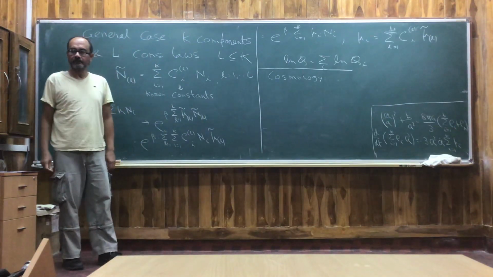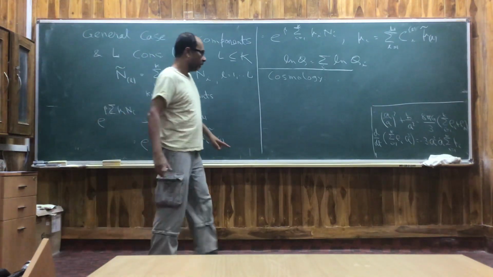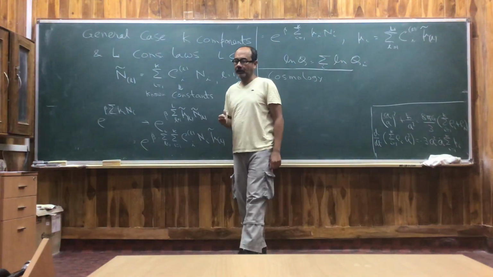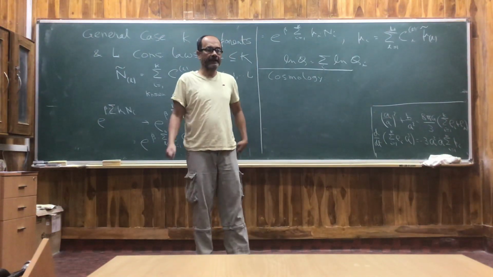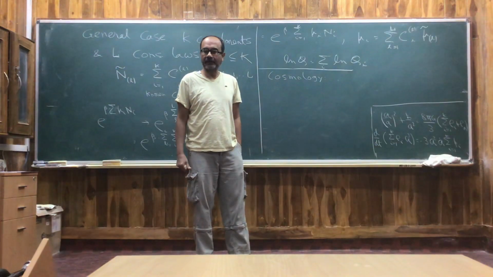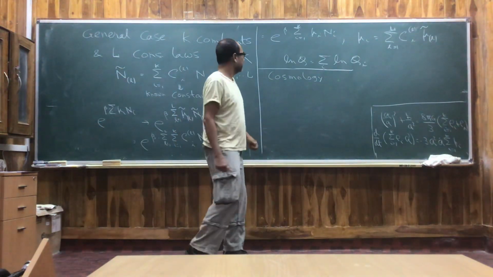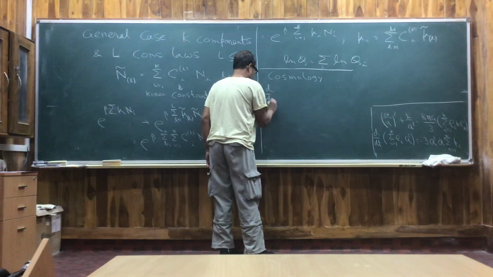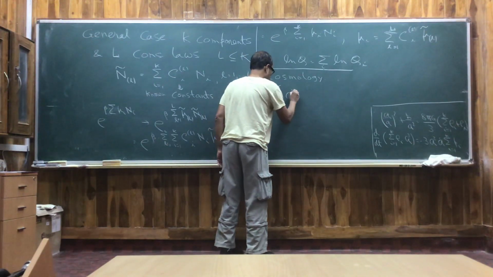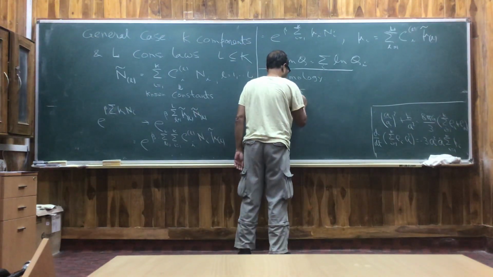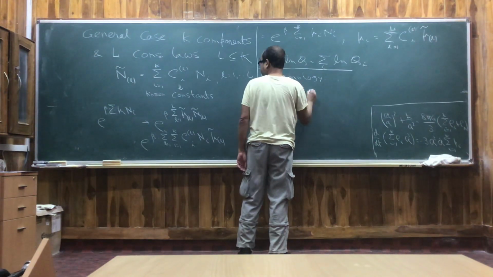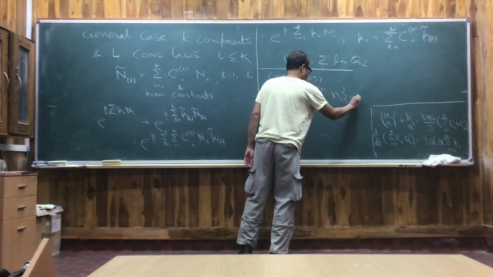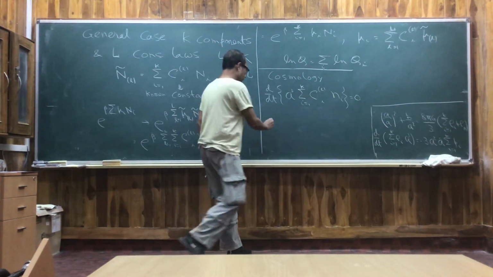In cosmology now, of course, you will have these equations. But the number conservation equation, how many will be there? How many conservation equations will you get? L. Right? Because each of these are conserved. So the equations will be d/dt of a cubed times sum over I equal to 1 to K C L I Ni equal to 0, for L equal to 1 up to L.